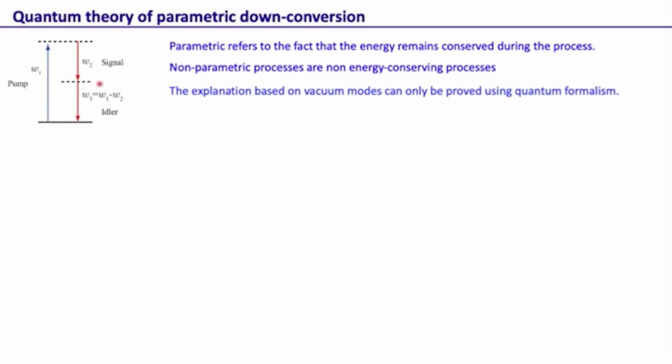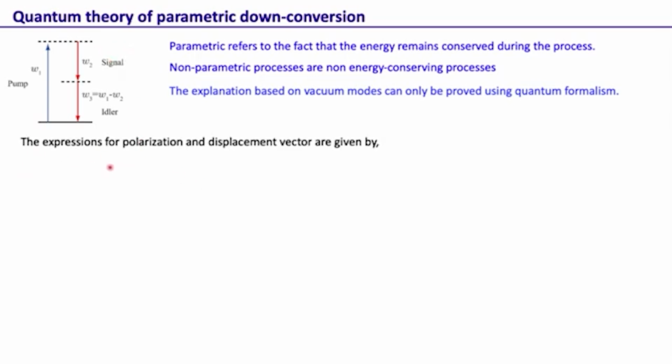Again, let me quickly mention that in this process, since this is stimulated by vacuum, one can have any omega 2 generated, and of course one can have any omega 3 value. The only constraint is that omega 2 plus omega 3 has to be equal to omega 1. So now let's derive the state that gets produced.